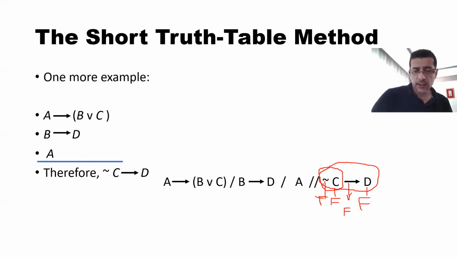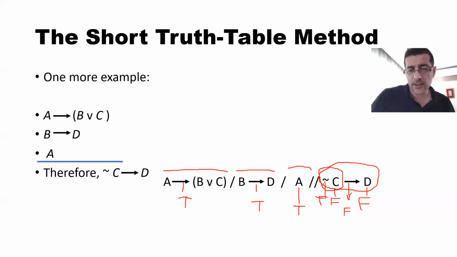Okay, so now I'll have to force these three premises to be what? Should be true. So here the main one is this one. This should be true. And here, because it's not a compound, this should be true. So let's just write T here. If I can force them to be true, and then this one is false, then I can claim that this argument is invalid.